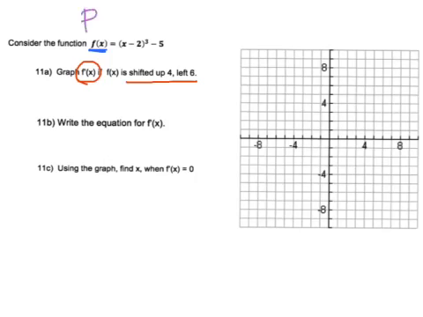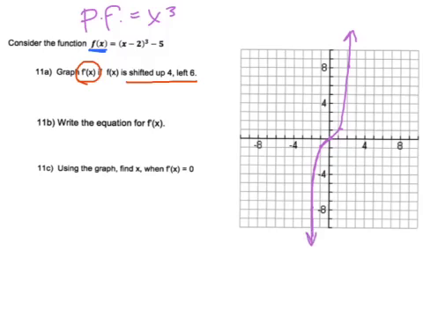And I know my parent function is x cubed. So I'm going to do that first before I do anything else. In purple, I'm going to have my parent function. I have points at (0, 0), (1, 1), (2, 8), (-1, -1), and (-2, -8). I'm going to go ahead and graph that parent function.